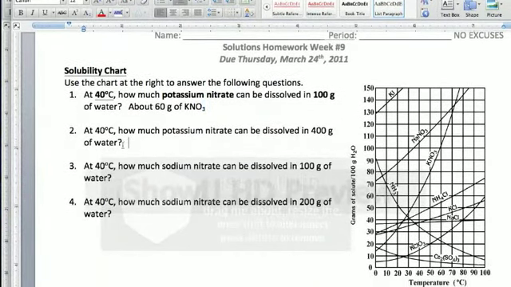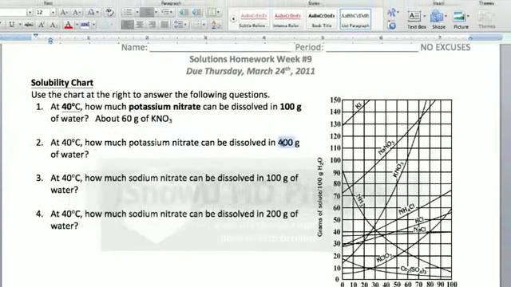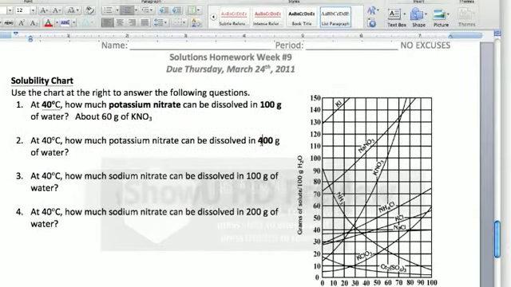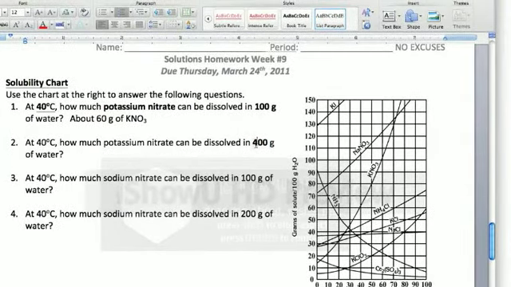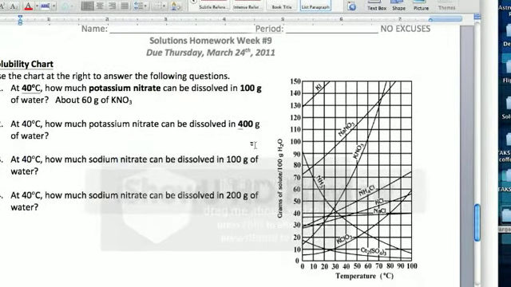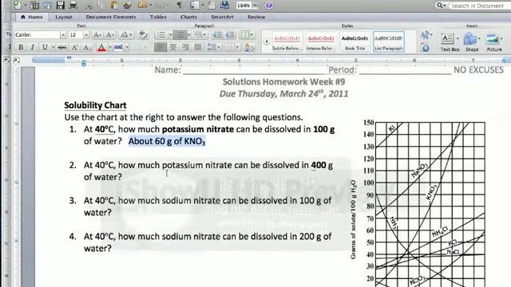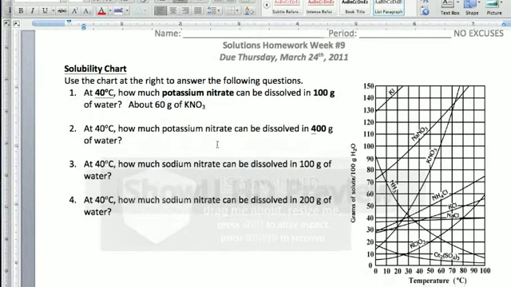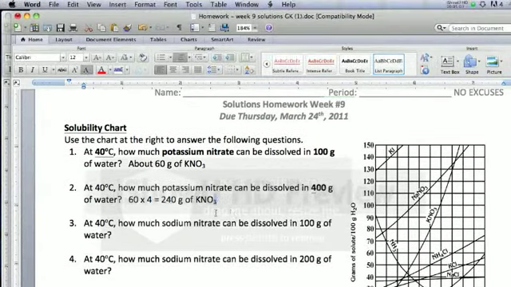Now the second question asks, at 40 degrees Celsius, how much potassium nitrate can be dissolved in 400 grams of water? This is almost exactly the same question, but you have to see here that it is talking about 400 grams, not 100 grams. 4 times as much water. Now if we know that 60 grams can be dissolved in 100 grams of water, how much could be dissolved in 4 times as much water? Well, the answer is 60 times 4, which is 240 grams of KNO3. Again, I'm going to make my little fancy subscript.